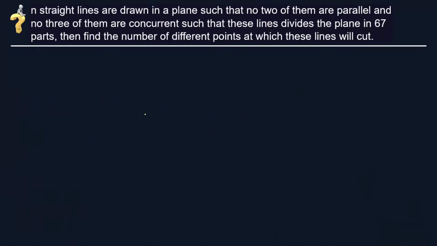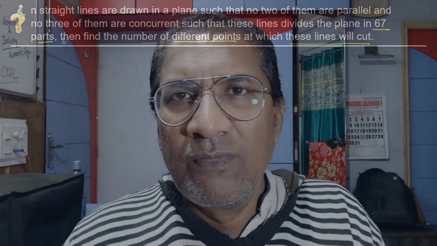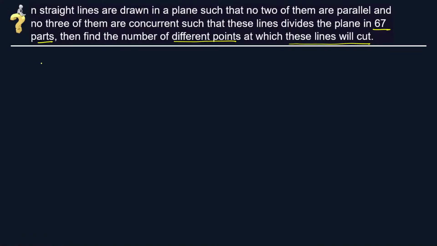See this question. N straight lines are drawn in a plane such that no two of them are parallel, no three of them are concurrent, such that these lines divide the plane into 67 parts. They have already said that it has been divided into 67 parts. Then find the number of different points at which these lines will cut. Let us assume that there are n such lines. Now these n lines have divided the whole plane into 67 parts. And we know the formula that n square plus n plus 2 divided by 2 equals 67. So from here can we find out n? Yes.